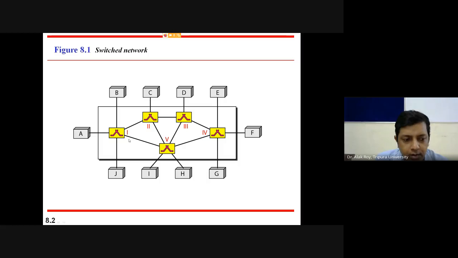Similarly, the next connection is through switch 2, then 3, then 4. There can be a second path like 1, 5, 4. So the selection of path is based on some kind of cost, length of cost or speed of the network, that will be covered later.